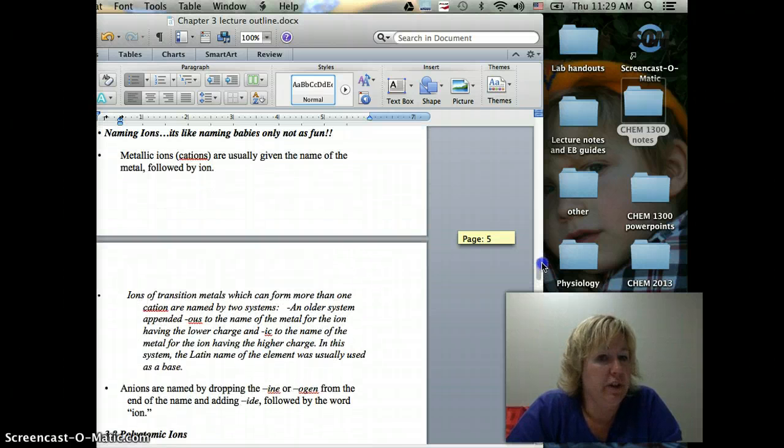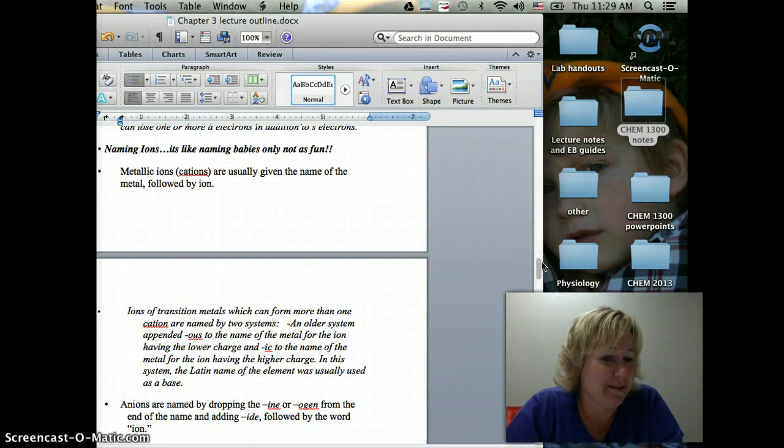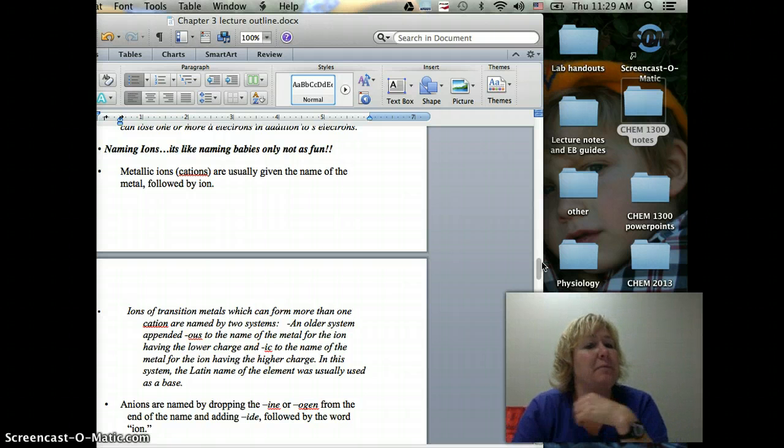Okay, moving on to naming ions. It's just like naming babies, only babies are cute and it's fun, and this is not fun. It is fun. It's chemistry fun. Perhaps not the kind of fun you were hoping for today.